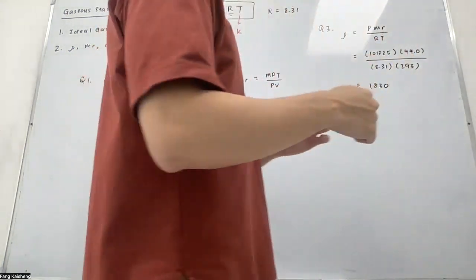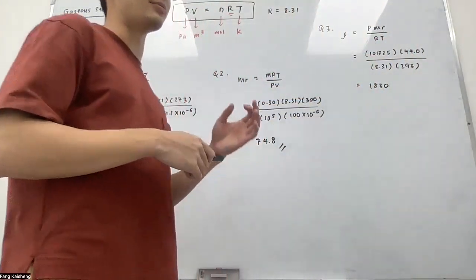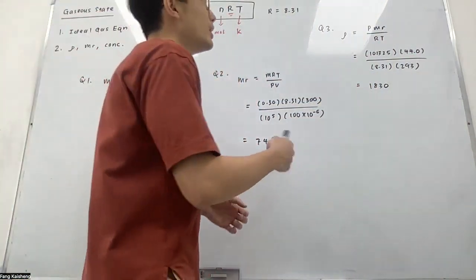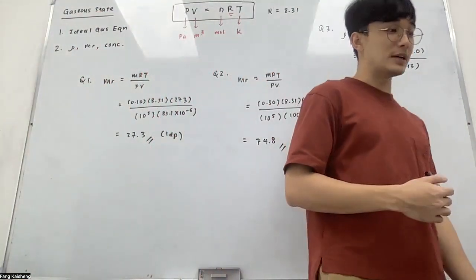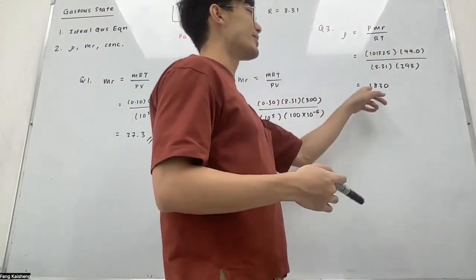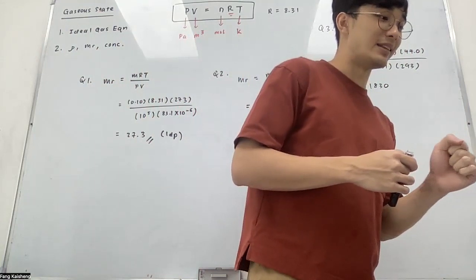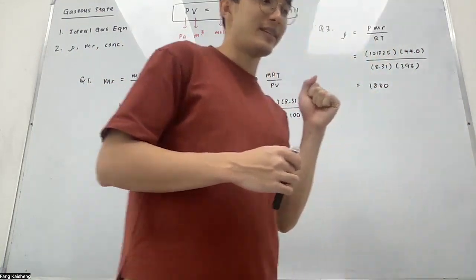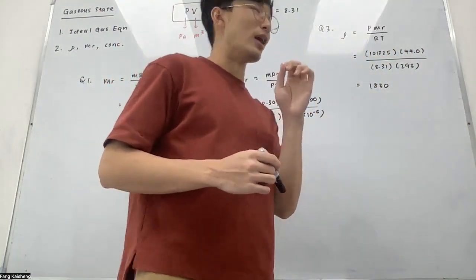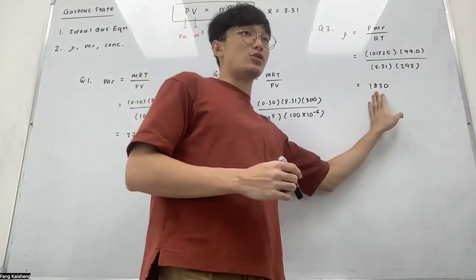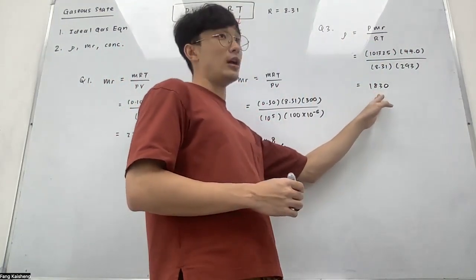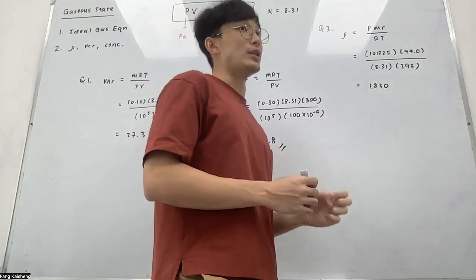Okay, the final question. Question 3, there's something else I need you guys to do also, but just get the numerical value first. Are you all able to get 1,830? Or 1.8 still? Okay, good. When you put in 1830 like that, this is what you see on the calculator. Can you all tell me what the units are?